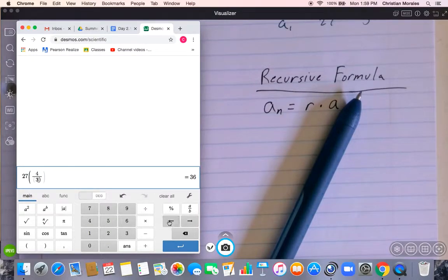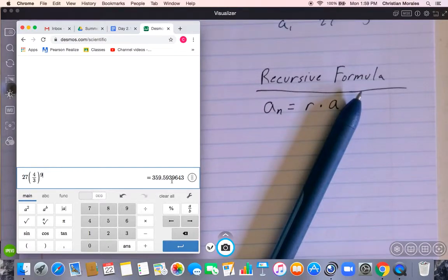Oh, sorry, I already messed up. I don't want parentheses there. Sorry about that, guys. I want parentheses here, but actually, I want an exponent there. I need the exponent right there, right? So what exponent am I going to take this to? The 9th power. To the 9th power.